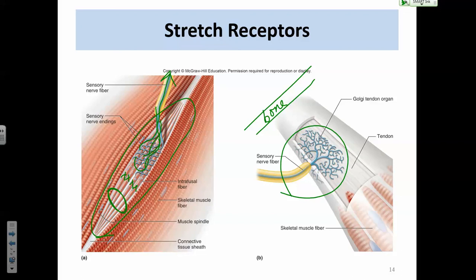So a Golgi tendon organ is there to help prevent that. As a muscle contracts and that tendon lengthens, that's going to activate the fibers in the Golgi tendon organ, which is going to send an impulse to the central nervous system to tell it the muscle's contracting too much, and now the nervous system's going to counteract that by slowing down the contraction. So the Golgi tendon organ prevents too much contraction of the muscle. Okay.